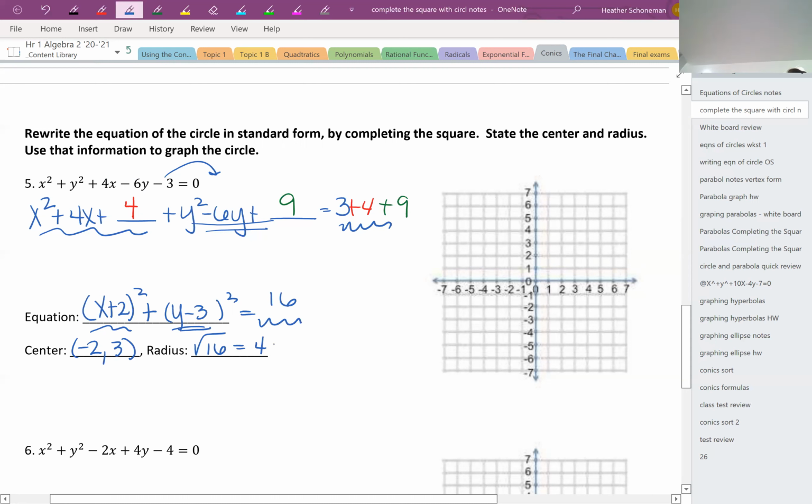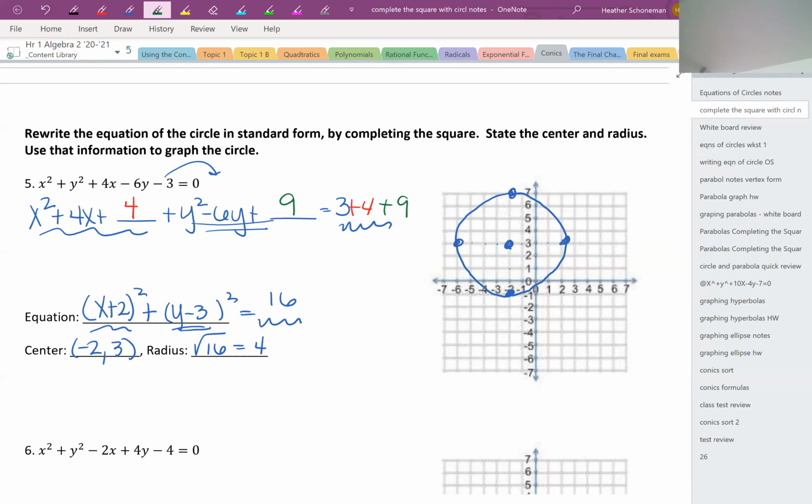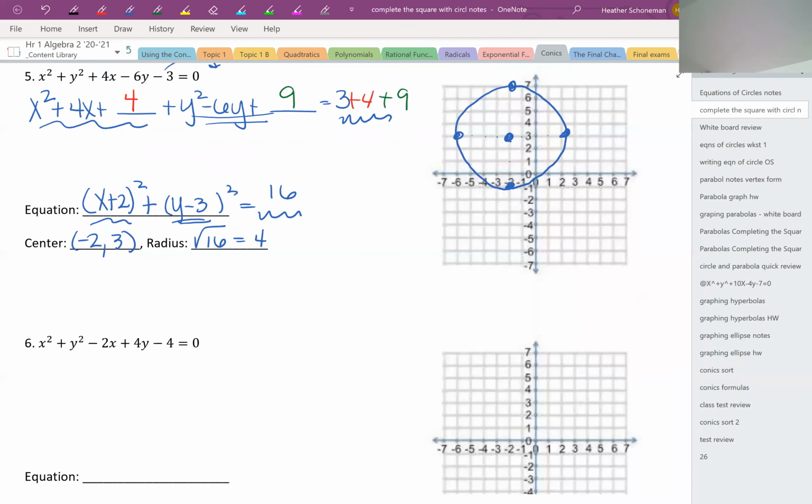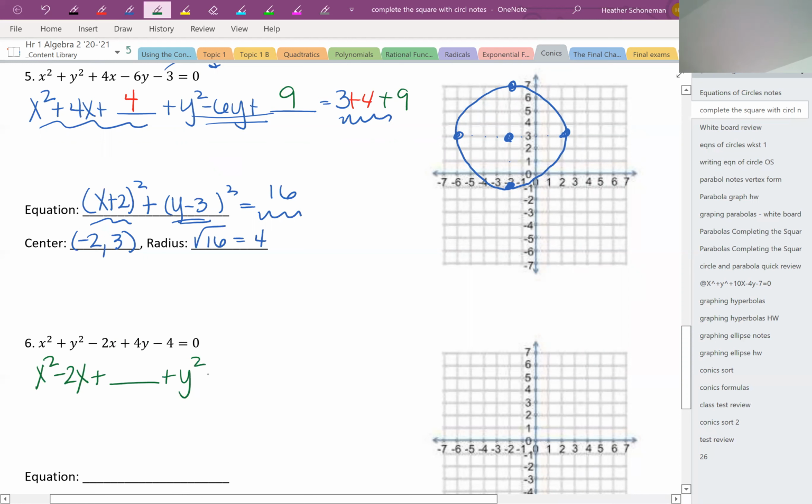So when I graph it, my center is negative 2, 3. And then I'm going to count 4 in each direction. So I can go left, right, up, down. Just remember, you got to count them straight. And then when you connect the dots, it doesn't need to be perfect, but it needs to look like it's actually a round shape. And you absolutely have to connect the dots because otherwise you wouldn't have the graph of a circle.